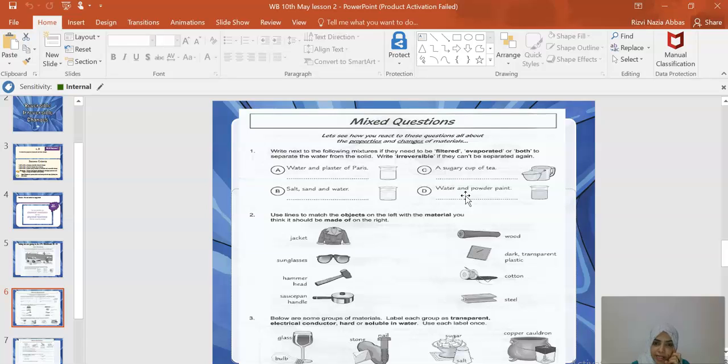Then use lines to match the objects on the left with the materials you think they are made of. Jacket.